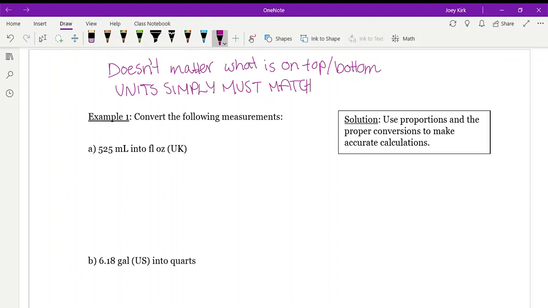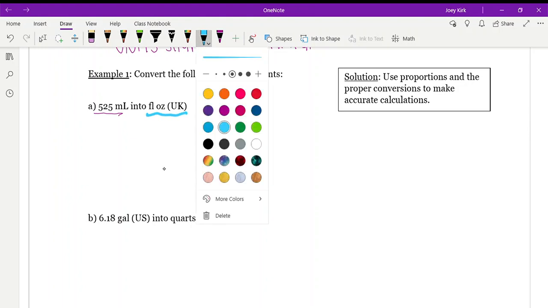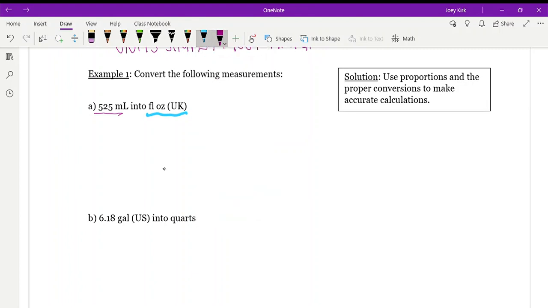Okay, so if we look at our first one, we are going from 525 mils, and why don't I change colors there? We are changing that into fluid ounces for the UK. Let's make that pen size smaller. Okay, so if we're setting up our ratio, again, it doesn't really matter what's on top and what's on the bottom in this case. So I was given milliliters first, so I'm just going to keep milliliters.